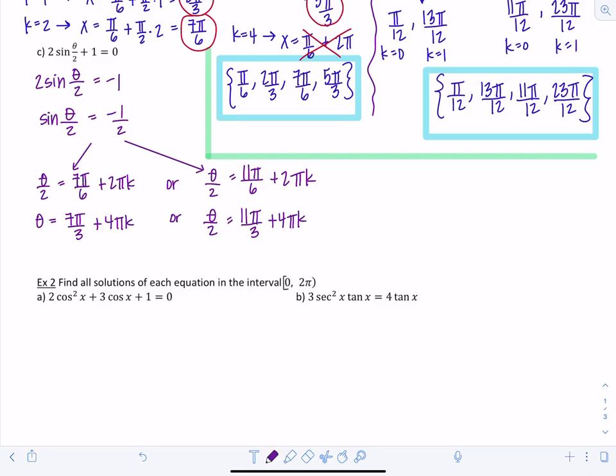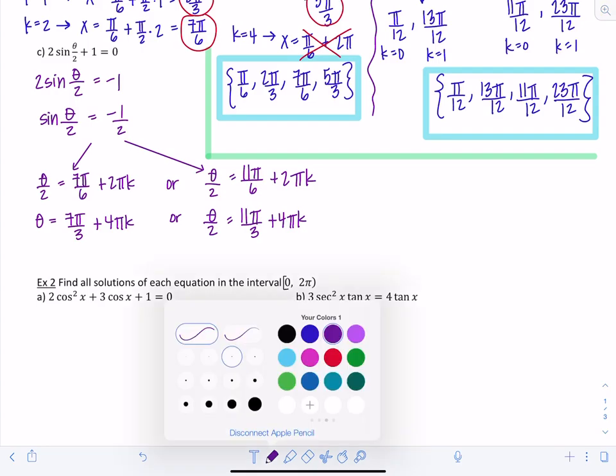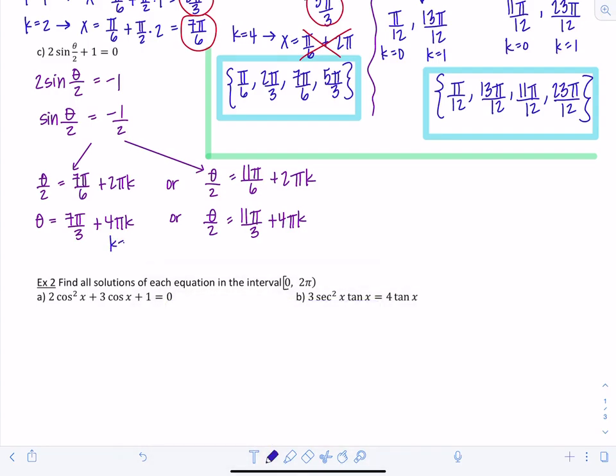So you can see the only possible solutions are going to be when k is 0 for both of them, because if k is 1, it's going to be outside of 2 pi, and if k is negative 1, for example, that's going to be smaller than 0. So these are actually the only 2 solutions that I have for this problem. So 7 pi over 3 and 11 pi over 3.